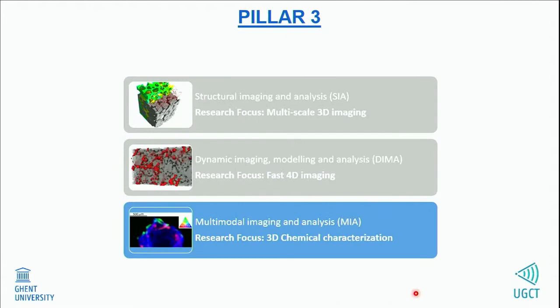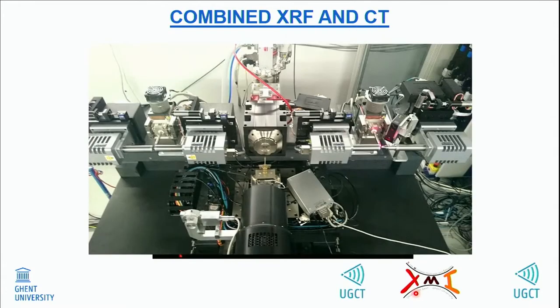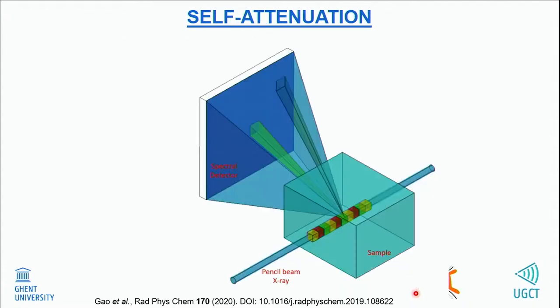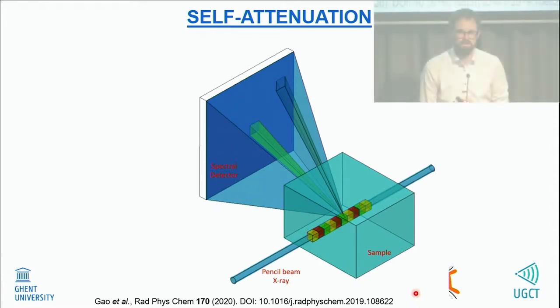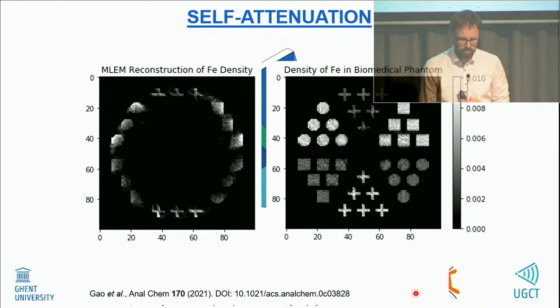And the last pillar, as I said, is the multimodal imaging. For that one, we typically use this setup in which we combine CT with XRF CT, where most of all the CT can be used to compensate for the self-attenuation, or the self-absorption, of the XRF inside the object, and we can improve the results of the XRF CT based on our attenuation volume.